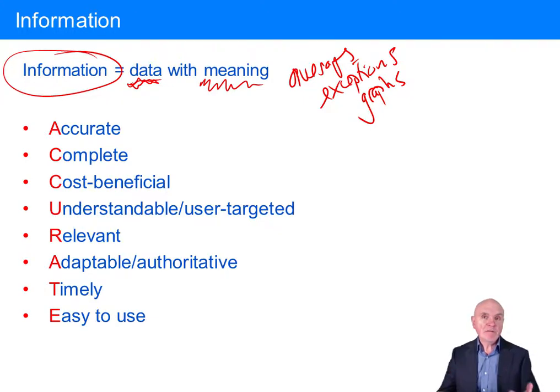If you get lots and lots of information which is not particularly user targeted, then you get something called information overload. You simply don't see the wood for the trees. You simply have got so much information you can't see what the important areas are.